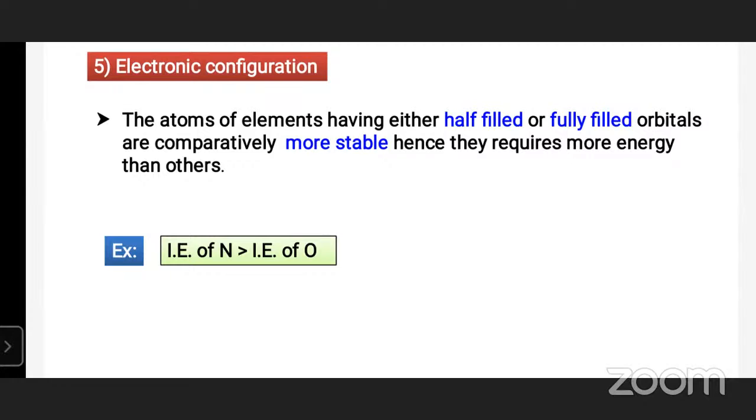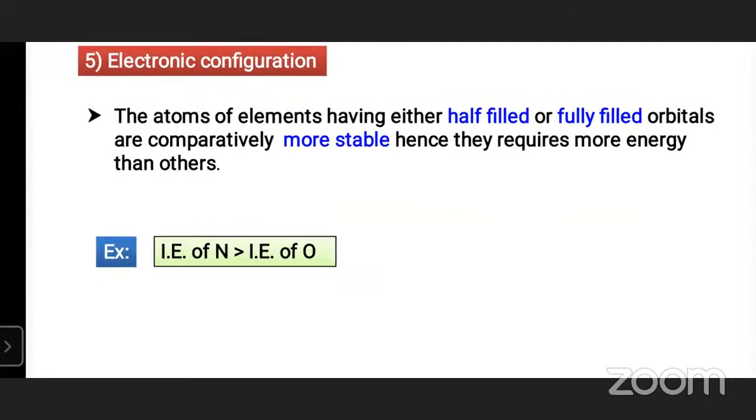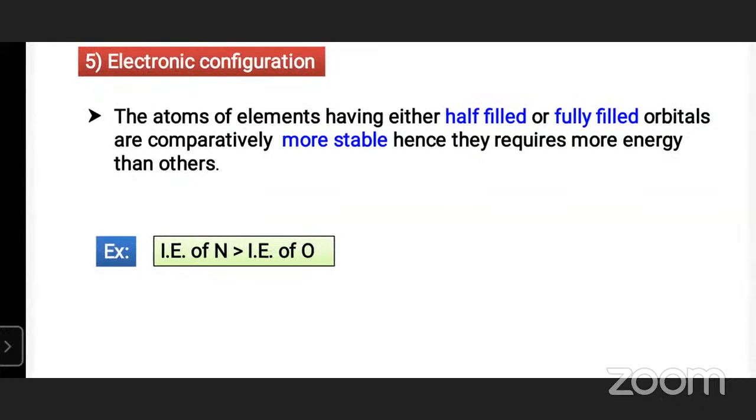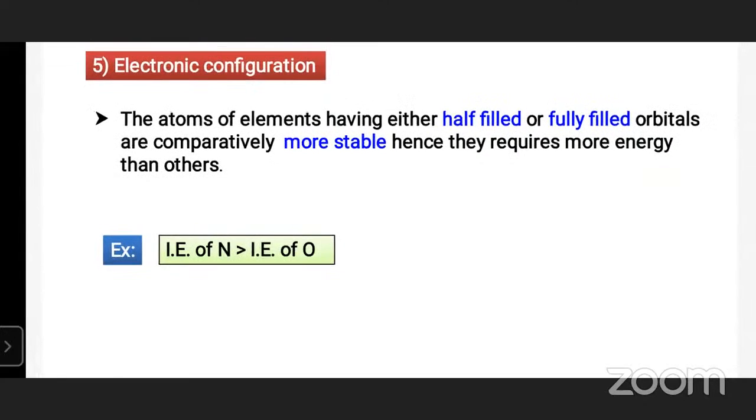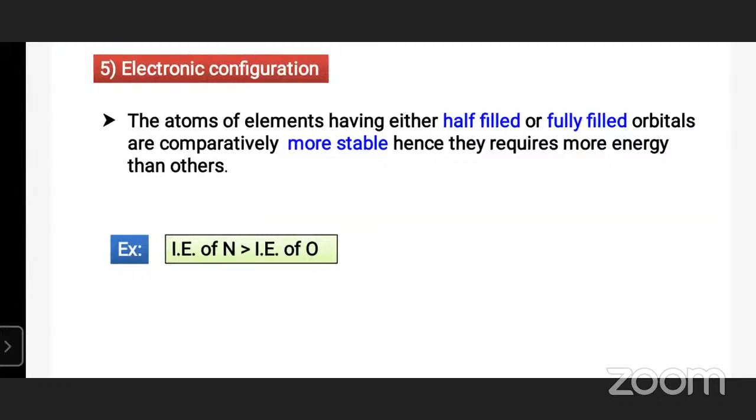So the IE of nitrogen is more than the IE of oxygen. Nitrogen has atomic number 7, 1s2 2s2 2p3, and oxygen has atomic number 8, 1s2 2s2 2p4. Nitrogen's 2p3 is a half-filled electronic configuration, so it requires more energy than oxygen. A half-filled or fully filled configuration is more stable than others. So nitrogen has a higher ionization energy than oxygen.